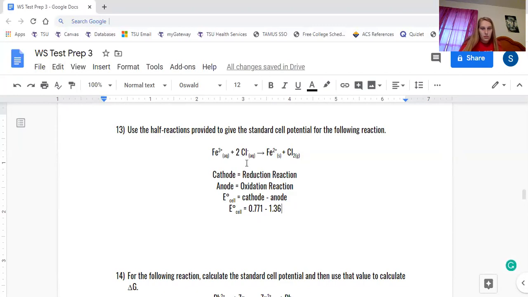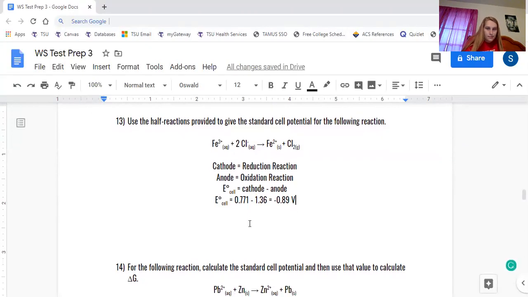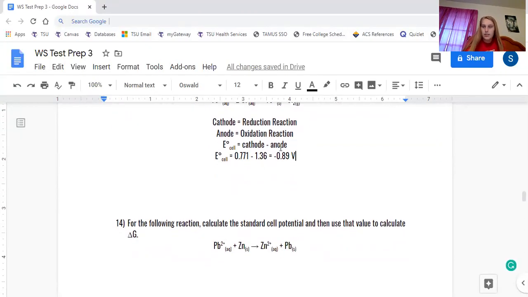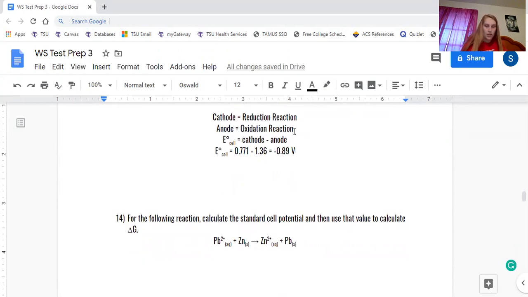So when we solve that, we're going to get our E cell value, which is going to be negative 0.89 volts, because those were volts too. I just didn't write it. And that's non-spontaneous, since that's negative, like we talked about earlier. Let me write that. Non-spontaneous.